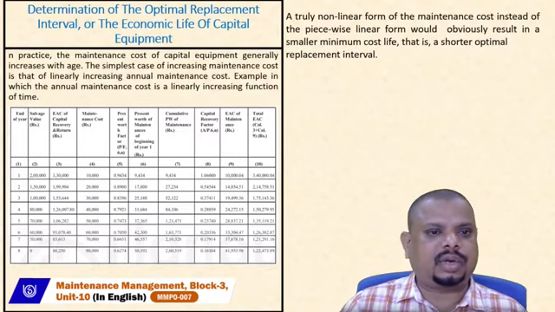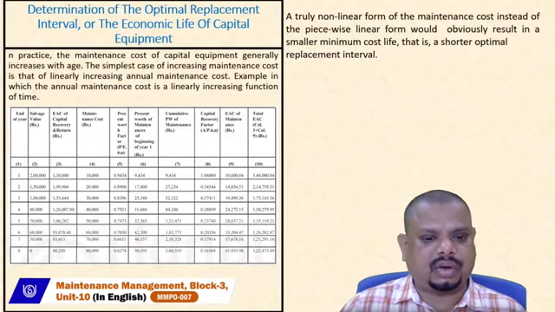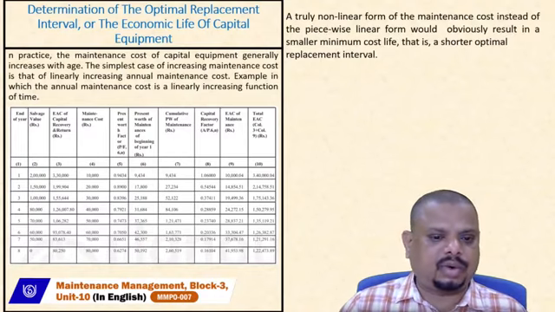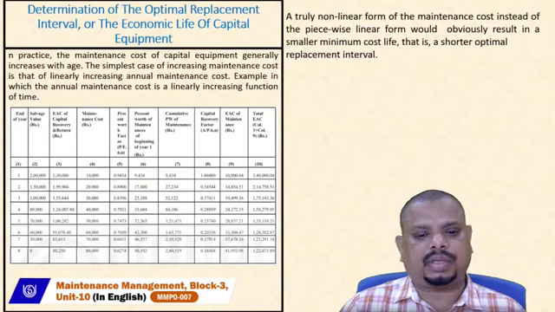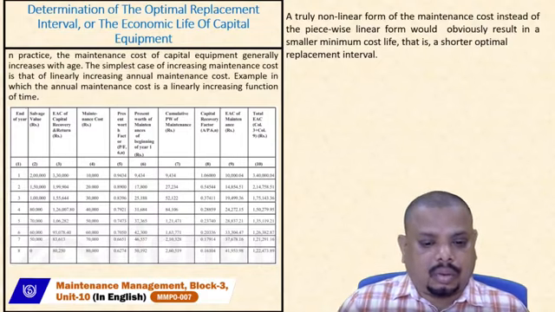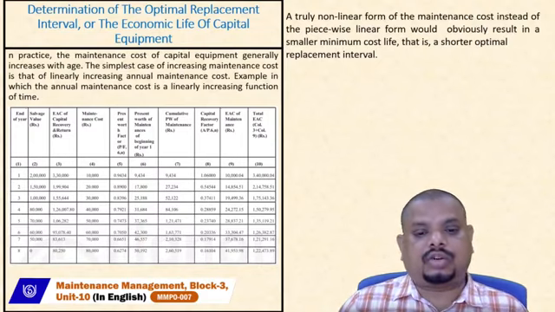And if you go for the economic life of capital equipment, the maintenance costs surpass 41,000 as compared to the first year. And for the total cost, it surpasses 1,22,000 as compared to the first year, which is 3,40,000.